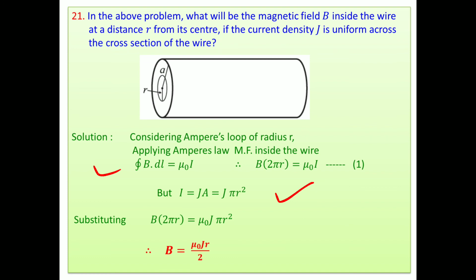This is your answer. And this is all about the numericals as per concern to the chapter magnetic effect of an electric current.